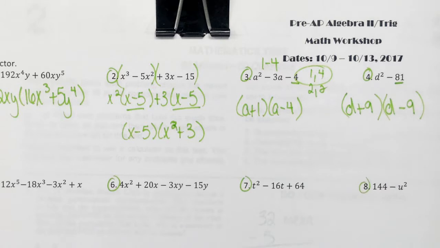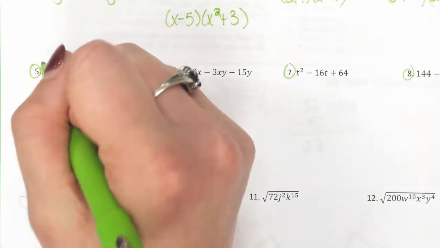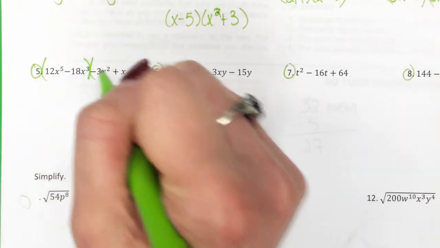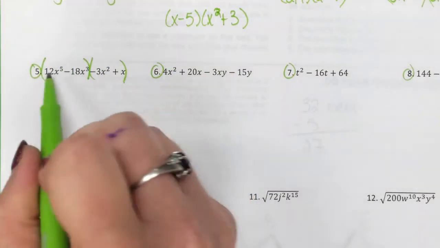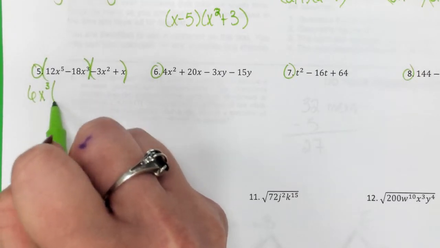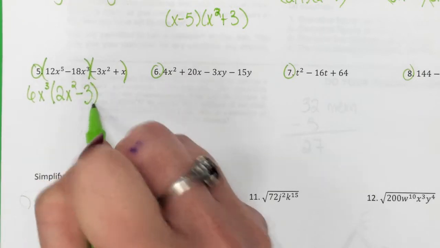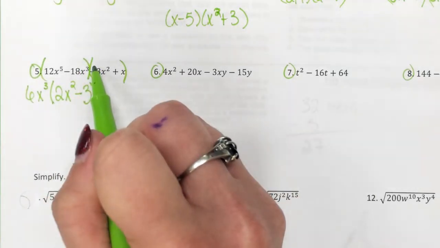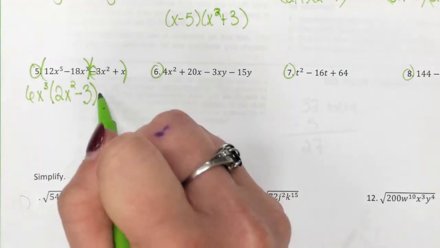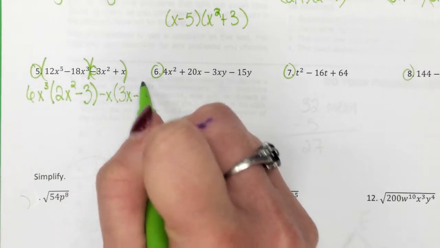All right. What about number 5 though? Number 5 is a little bit different. How many terms are there? 4. Okay, it's okay. They do have a GCF in the front, so that'd be 6x cubed. That'll leave you with 2x squared minus 3. And then they have a negative x in common in the back, so it'll leave you with 3x minus 1.